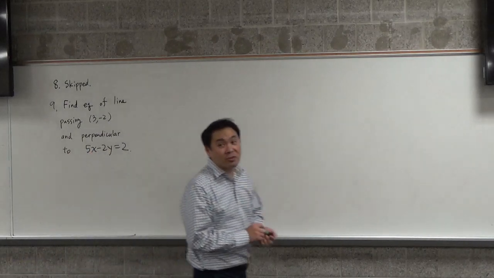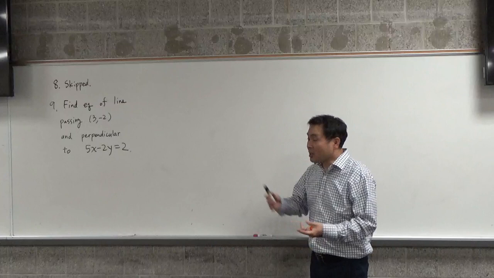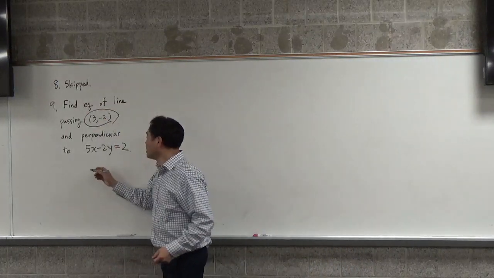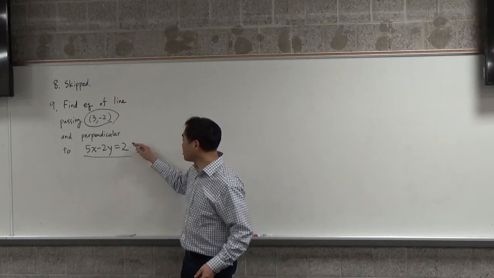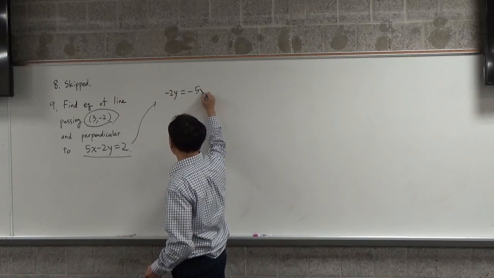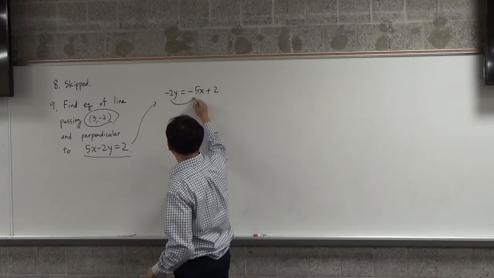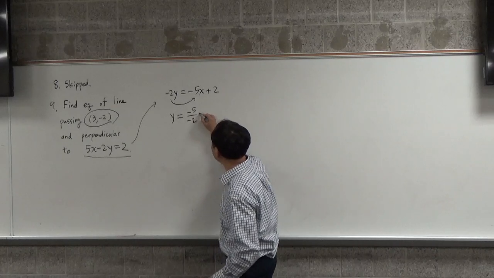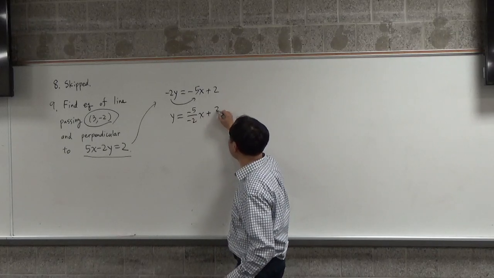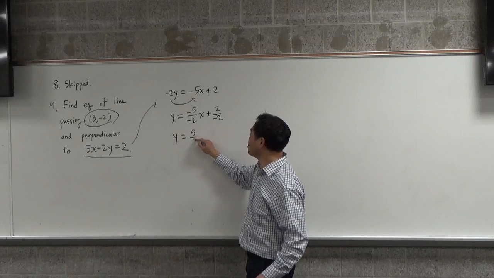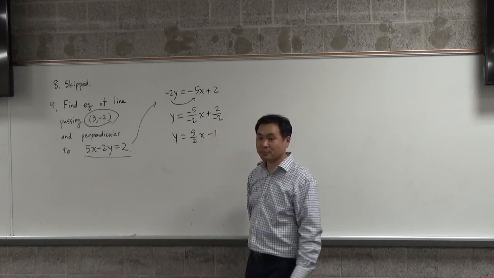Okay, this next question. Again, to find the equation of a line, you need a point, which you're given, and you need the slope from here, so let's solve for y. Negative 2y equals negative 5x plus 2. Divided by negative 2, you get y equals negative 5 over negative 2 x plus 2 over negative 2. And that's 5 over 2 x minus 1.